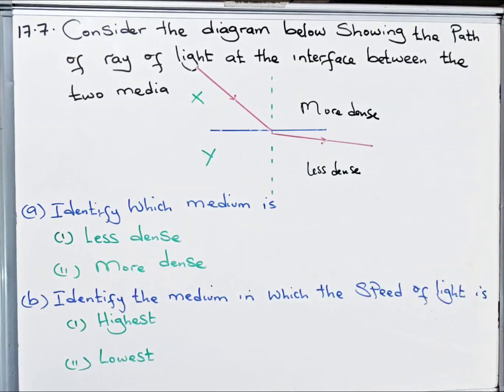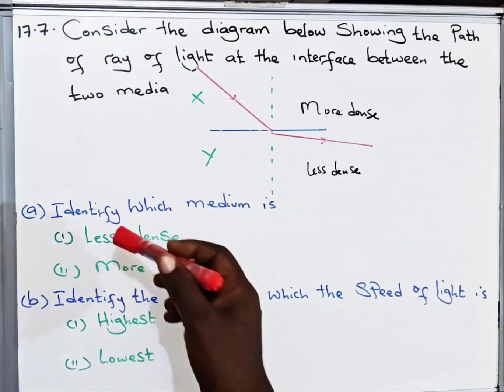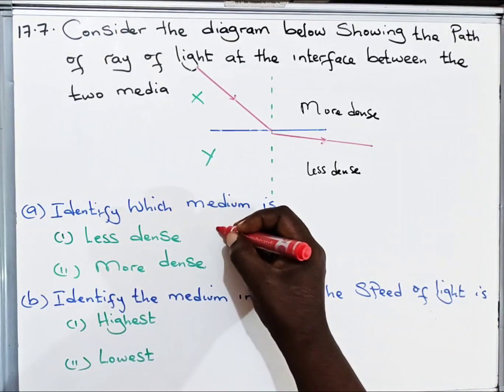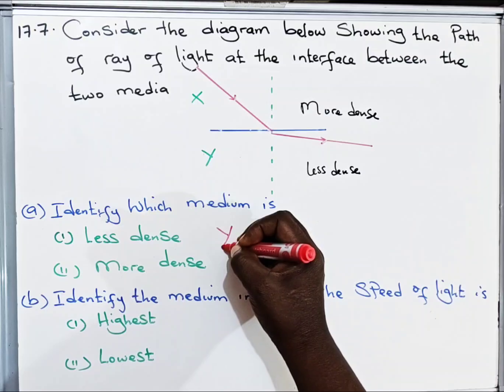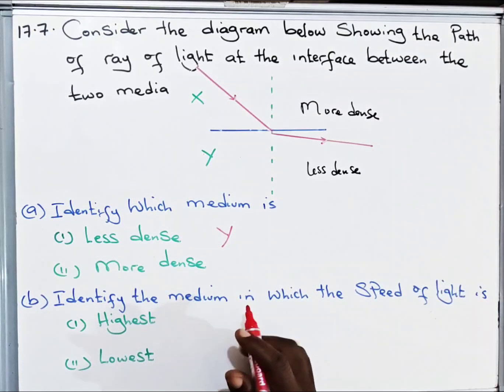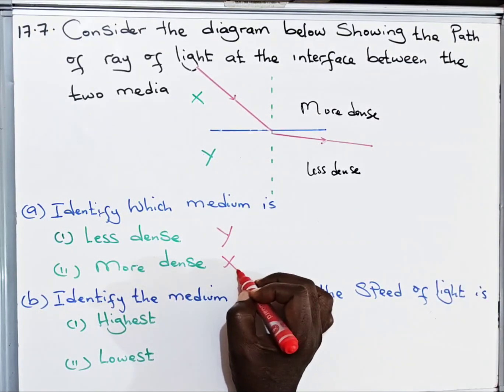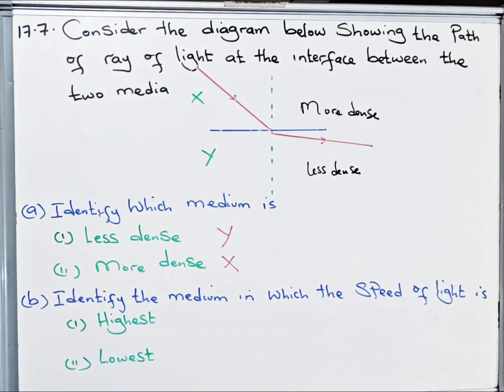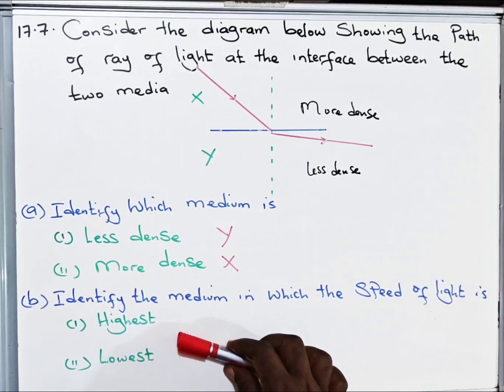With that information, we can answer this one. Which medium is less dense? Answer is Y. And which medium is more dense? Answer is X. Then we come to this question B.